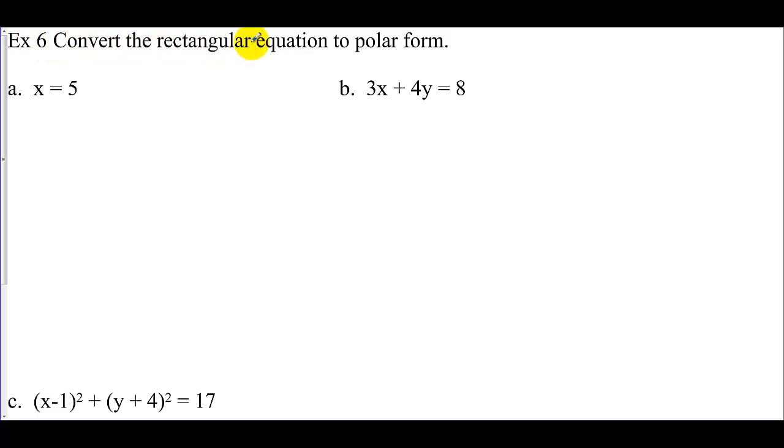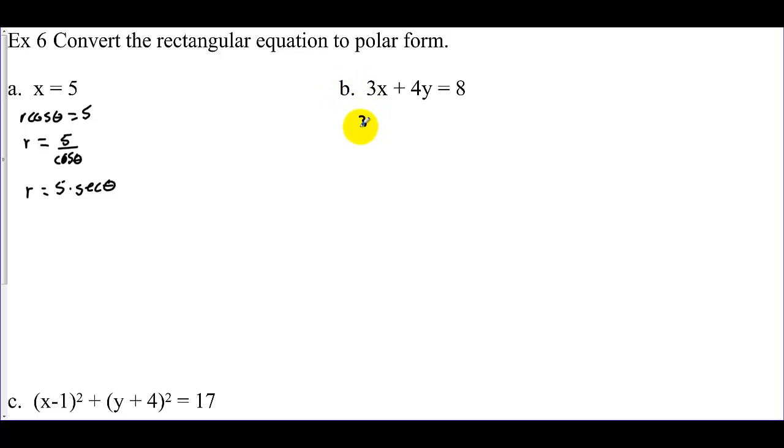Exercise 6. Convert the rectangular equation to polar form. X is equal to r cosine of theta. So we can make that replacement. And usually with these, we have r equals. So we have r equals 5 over cosine of theta. R is equal to 5 times secant of theta.